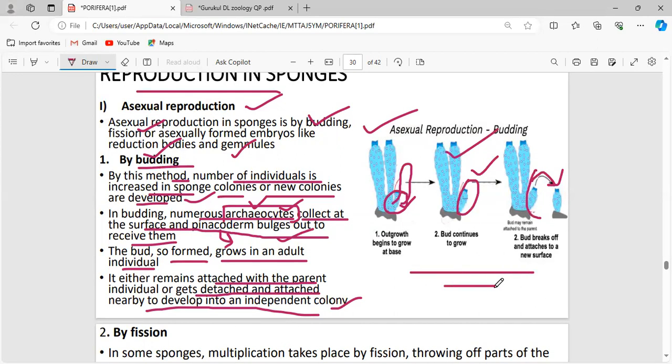And what is the main important thing for budding to occur? It is archaeocytes. When the group of archaeocytes collects at one end, the pinacocyte starts to bulge and gives rise to a separate sponge. This sponge is allowed to grow with its parent also. Also, it can be separated from the parent. It can grow as a colony or even an individual. Okay, fine. This is about budding.